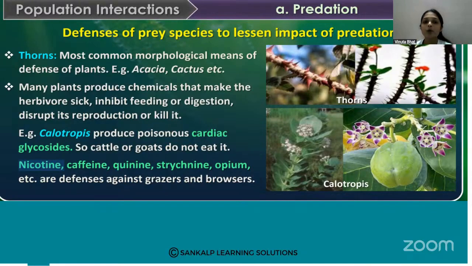Many plants produce chemicals that make the herbivore sick, inhibit its feeding or digestion, disrupt its reproduction or kill it.